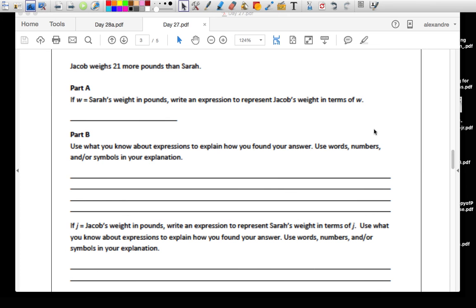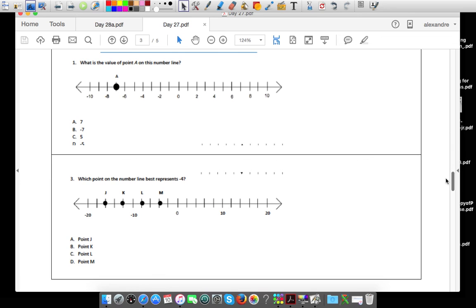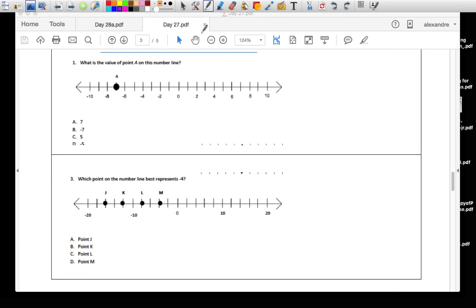Okay, let's move on. What is the value of point A on this number line? Okay, well, it's between -6 and -8. Easy, not this one. Definitely this one. Okay, -6, -7, -8.